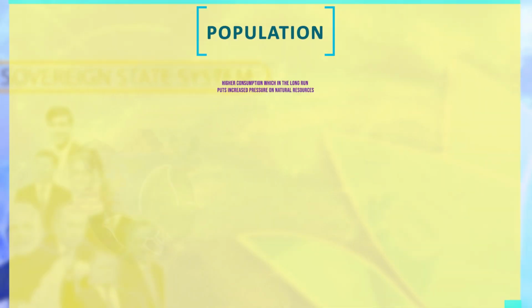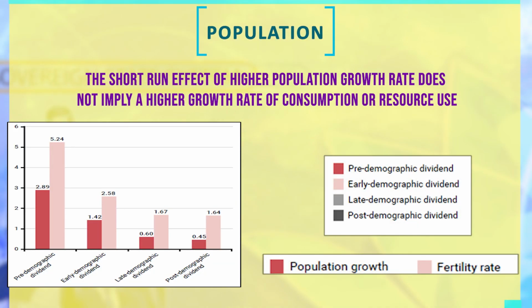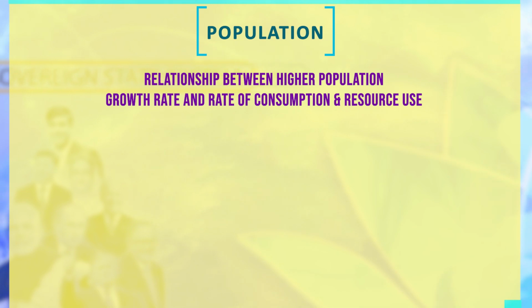Other things being equal, a larger population means higher consumption, which in the long run puts increased pressure on natural resources. This is in spite of the fact that the short-run effect of a higher population growth rate does not imply a higher growth rate of consumption or resource use. Relationship between higher population growth rate and rate of consumption and resource use.